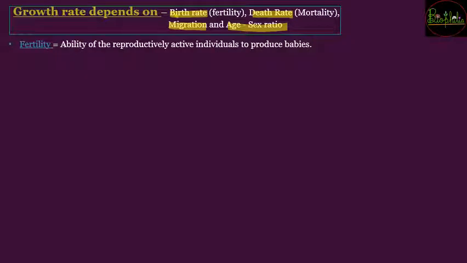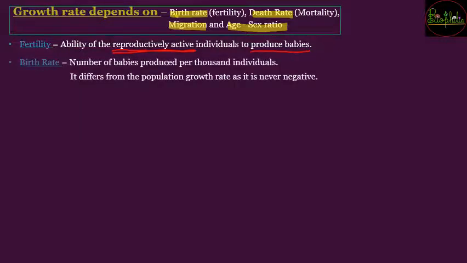Fertility is the ability of reproductively active individuals. Those individuals who are reproductively able are going to produce babies. जितने babies वो पैदा कर सकते हैं, that is fertility. Next is the birth rate. Birth rate is the number of babies produced per thousand individuals. Per thousand में कितने babies produce होंगे, that is going to give you the birth rate.